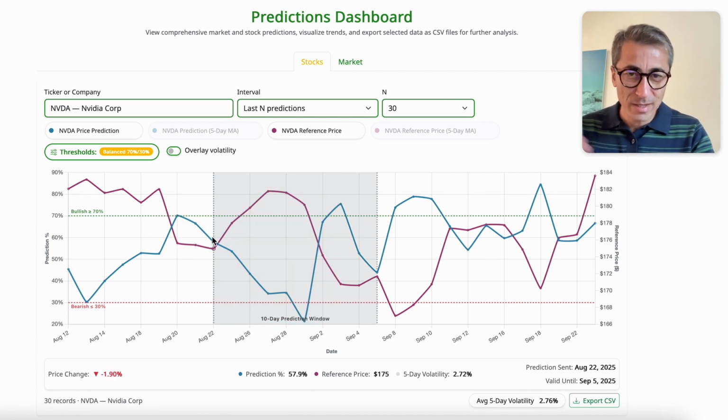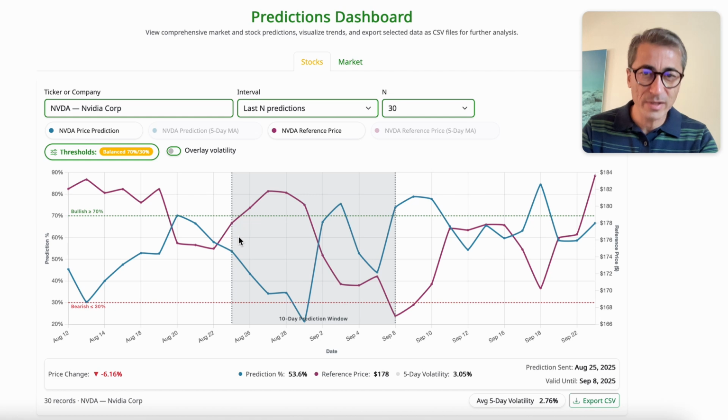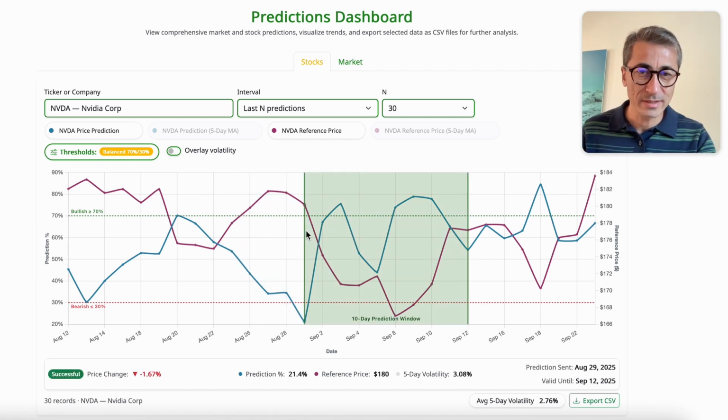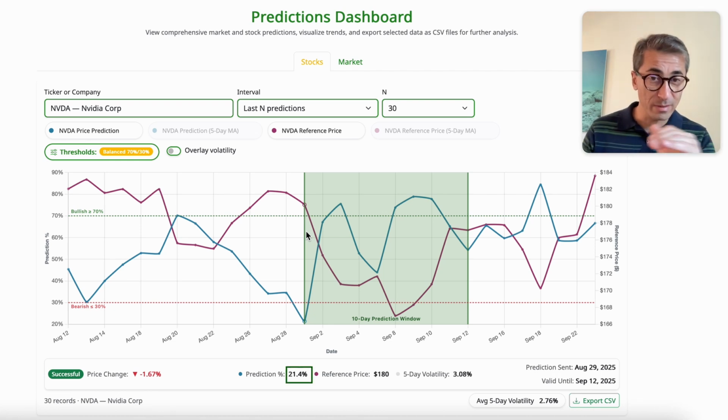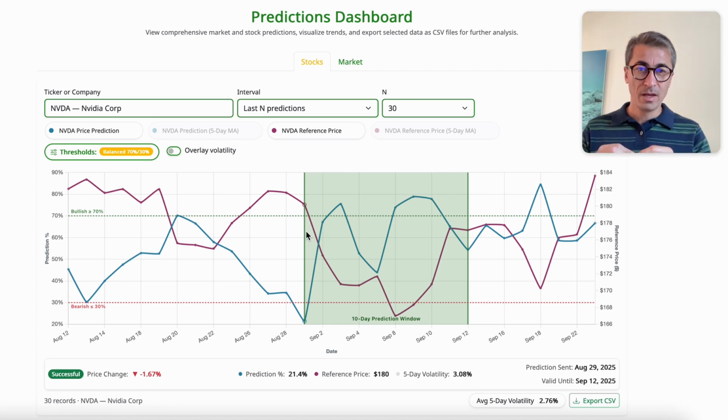So you can keep analyzing, and we are getting into a gray field again, meaning that the prediction is neither bullish nor bearish. Let's see. Okay, now we find another one. As an example here, the prediction is 21.4%, as you can see at the bottom of the chart. 21.4% is a very strong bearish signal. And the reference price at this point in time is $180. And 10 days later, the price actually went down by 1.67%.